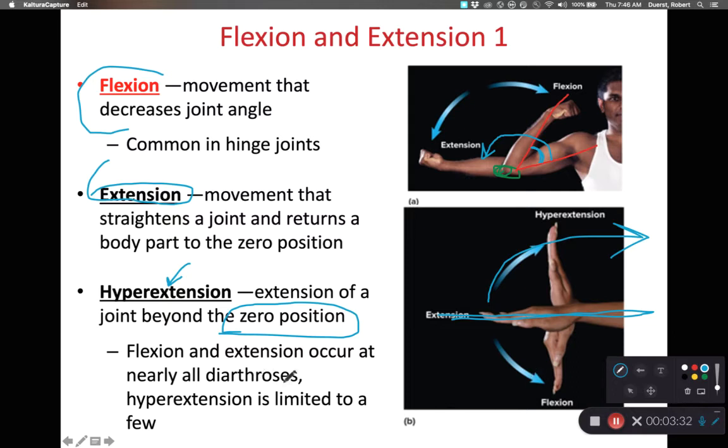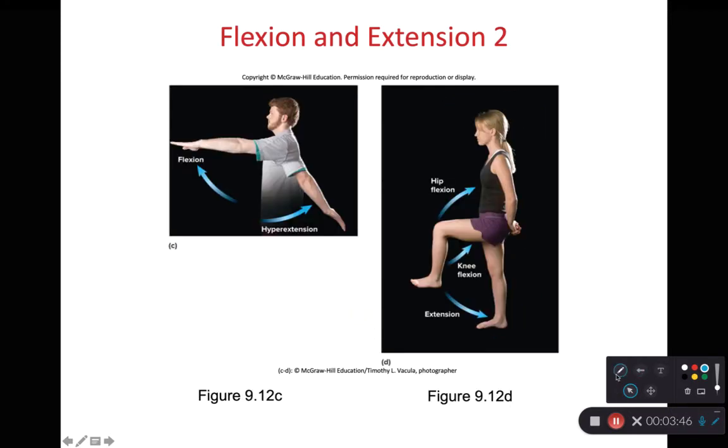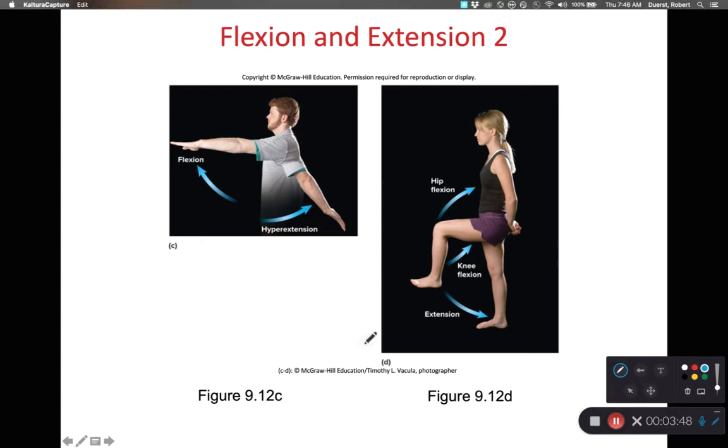Hyperextension doesn't occur at all diarthroses or all synovial joints. It occurs at just a very few of our joints, naturally, unless you're double jointed or have elongated ligaments. Ugh. It gives me the heebie-jeebies when I see people do that, like my kids.